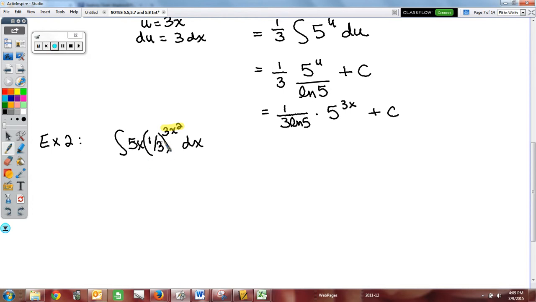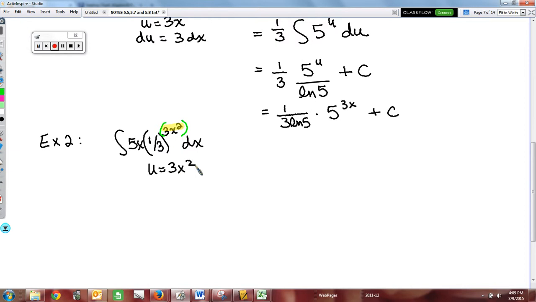So the base is 1/3, the inside of the function, where I'm plugging stuff in, is going to be the exponent. So you need to let your u equal 3x squared. Your du would be 6x dx. So when I take a look at this problem, that 5 out here is a writer, so I'm going to pull that out. And then I have my x.